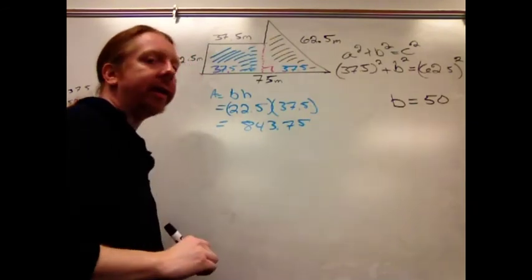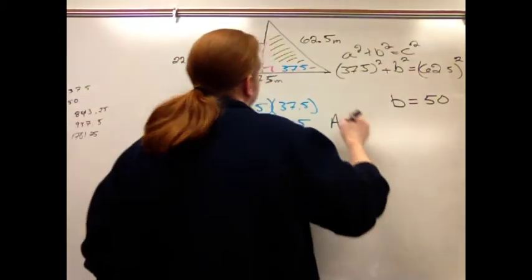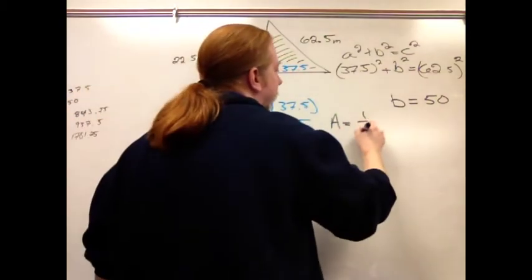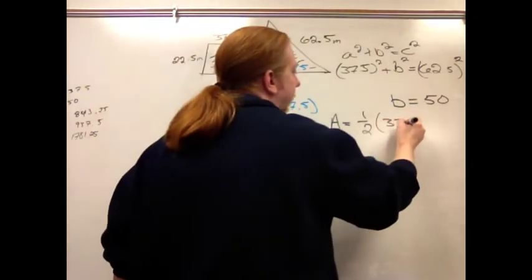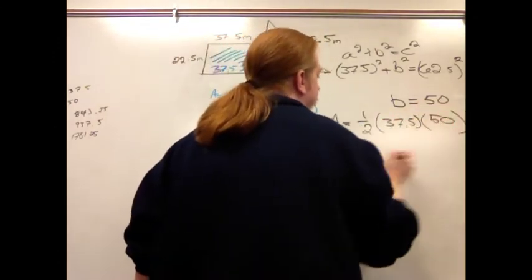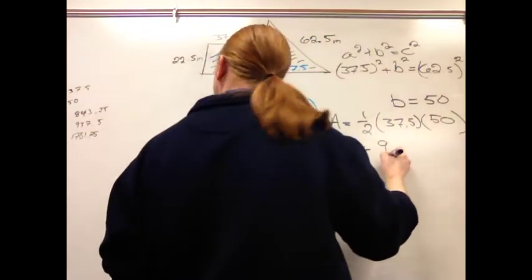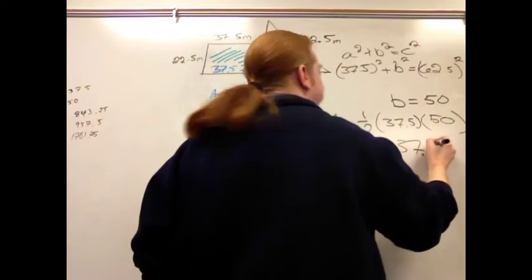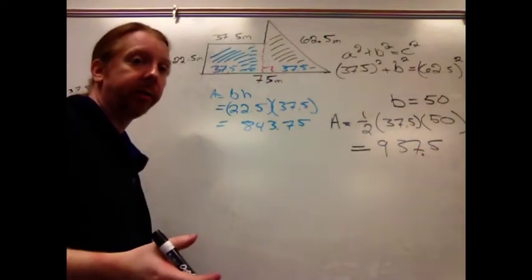Now I can go ahead and get the area of that triangle. So 1/2 base, which in this case is 37.5, times the height, which I got is 50. Put those all together, and you end up with 937.5. Now these units are all in square meters.